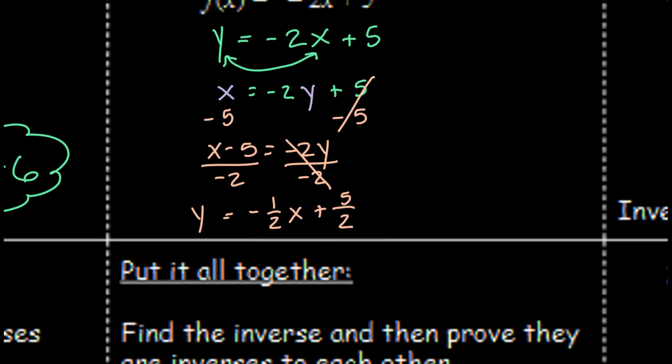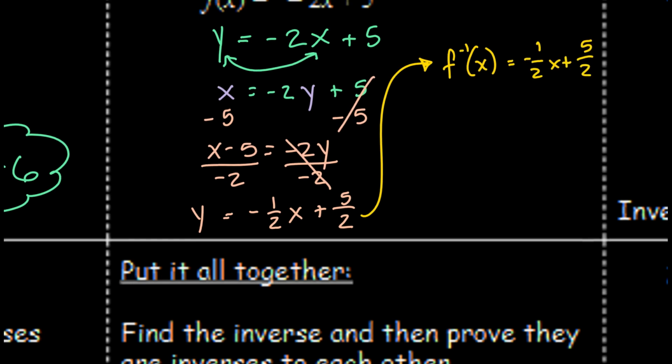Whoops. I started circling that, but why did I stop circling that? Yes, you need to rewrite this with our inverse notation. That's f raised to the -1 power of x is equal to -1/2 x plus 5/2. And then I am done. I have found my inverse.